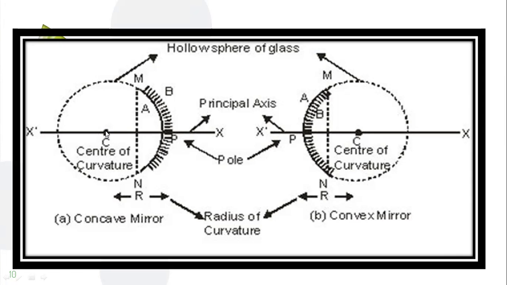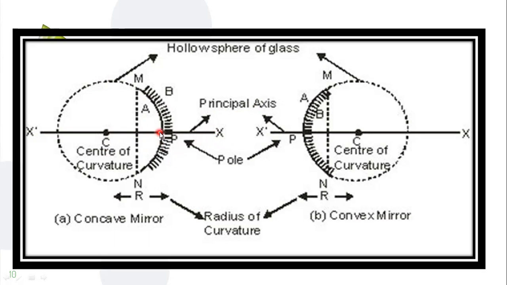The central part of the spherical mirror is called the center of curvature. The second is principal axis. What is principal axis? The line that passes through the center of curvature is called the principal axis.